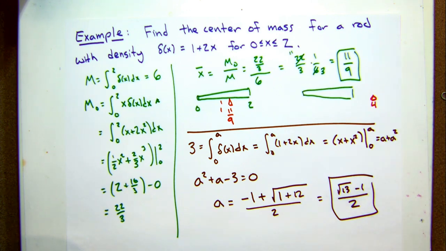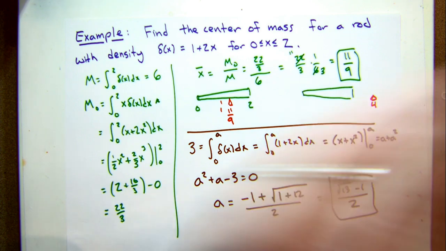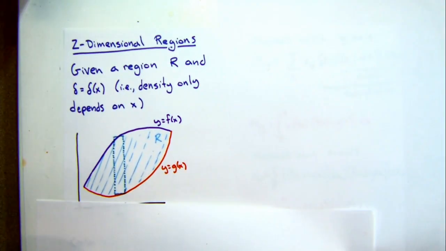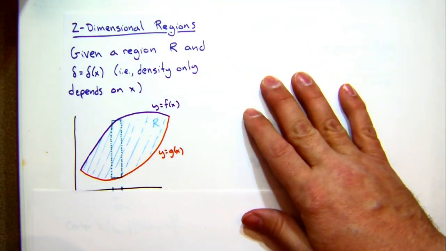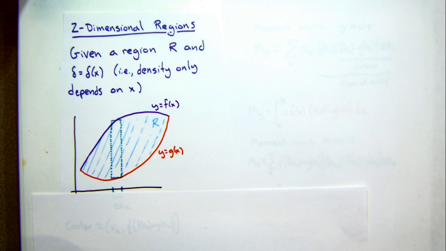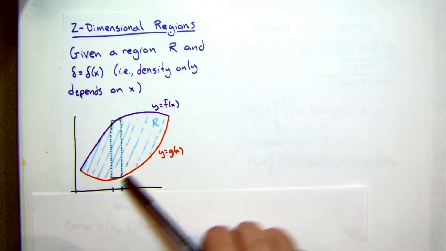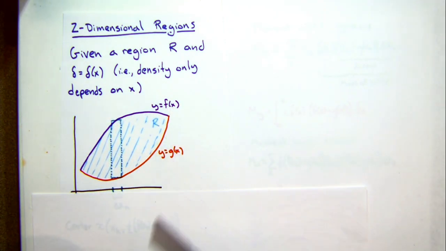What if we had a 2-dimensional region? Okay. Let's see if I can get this on the screen without injuring myself. So here we go. Here we have a nice 2-dimensional region. And I want to find the center of mass. And I'm going to think about this region as being bounded. In particular, I have a top curve, y equals f of x, and I have a bottom curve, y equals g of x, and I have a density function.